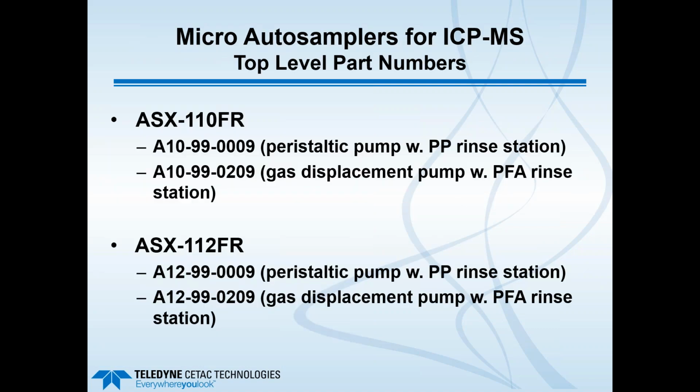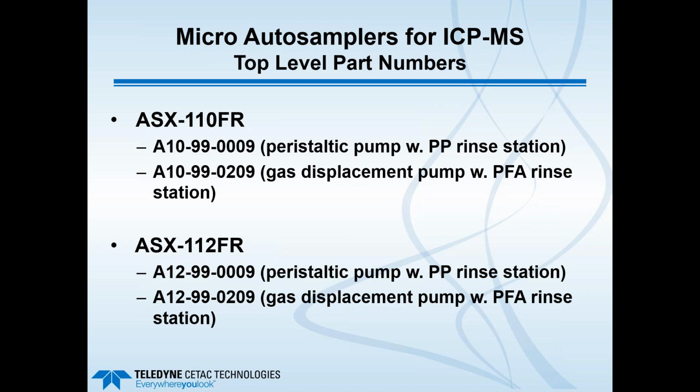So I do want to mention a couple details about if you want to acquire one of these auto samplers. There are top-level part numbers that you would order, what we call the 99 level numbers. And there are different numbers depending upon whether you want to order one with a peristaltic pump to supply the rinse station or a gas displacement pump. The gas displacement pumps, those two models will come automatically with a PFA rinse station. The peristaltic pump equipped systems will have the polypropylene rinse stations.